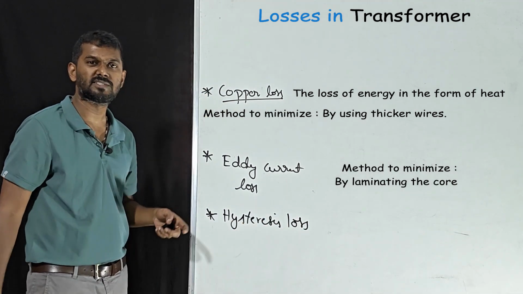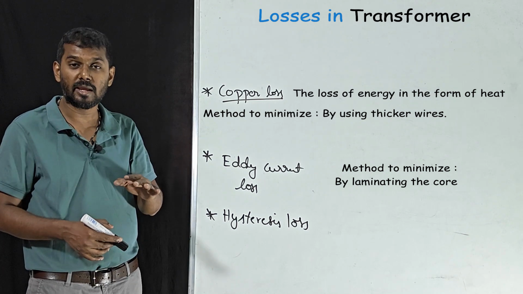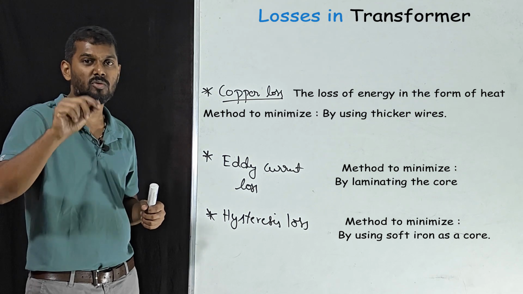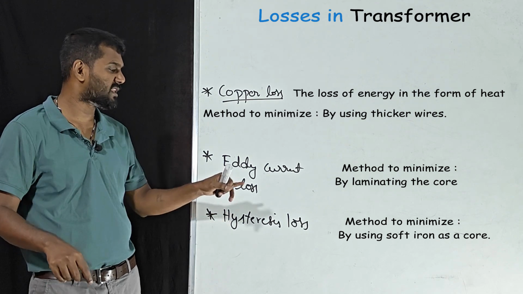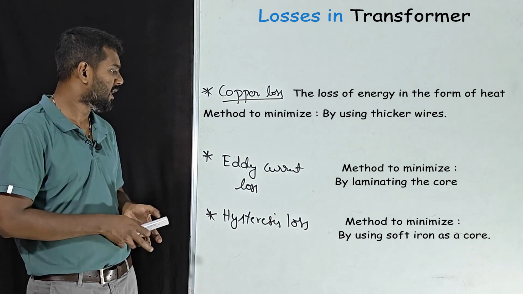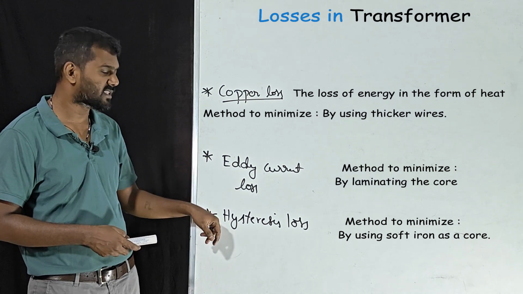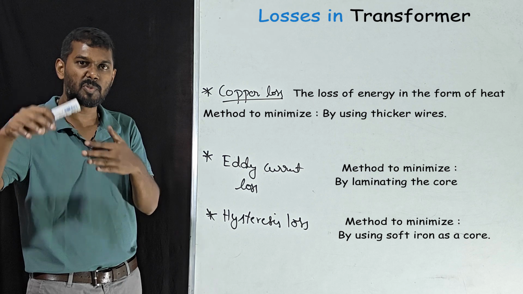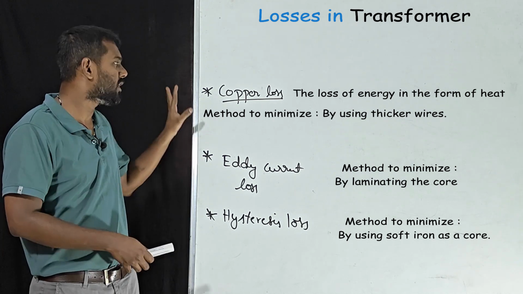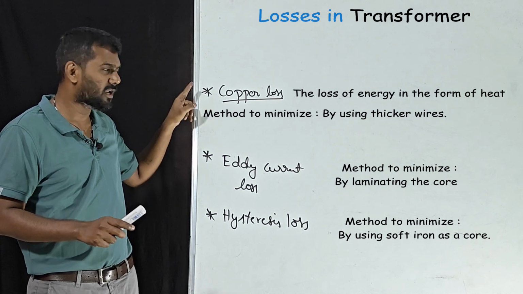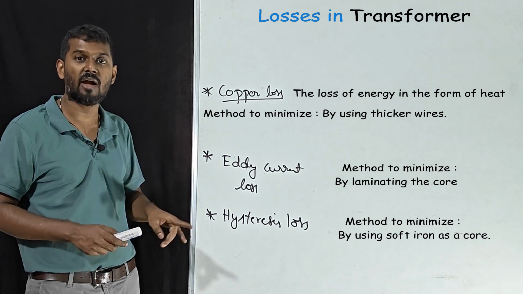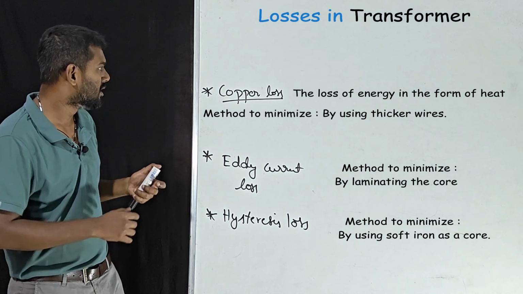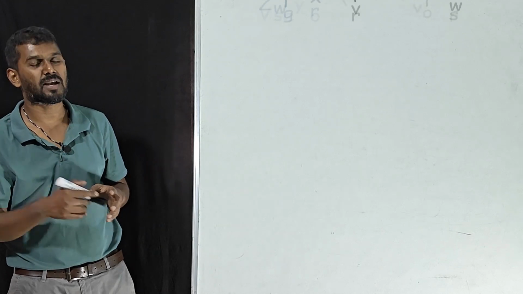Hysteresis loss can be minimized by using soft iron as a core. If we use soft iron as a core, hysteresis loss can be minimized. The definitions of eddy current loss and hysteresis loss are not in the syllabus; you will learn them in higher classes like first PU or second PU. Copper loss definition is there, and for all three losses we have to show how to minimize them. Now we'll talk about uses of transformers.